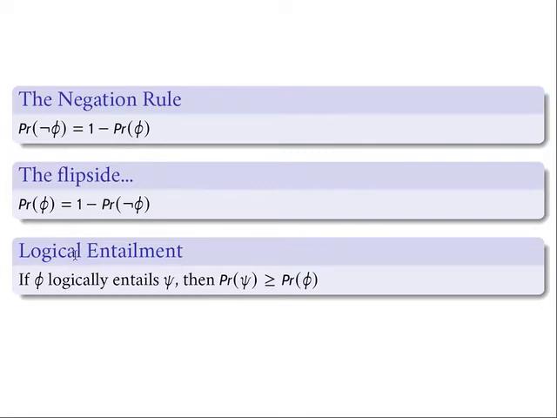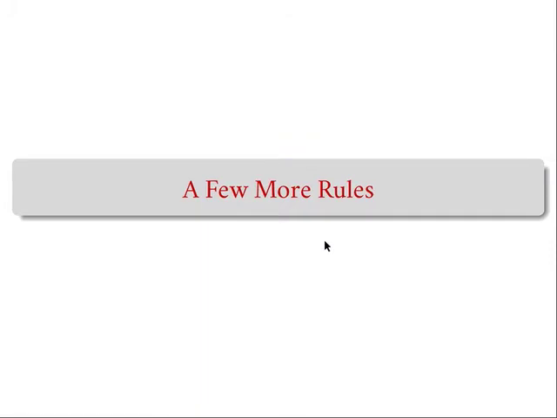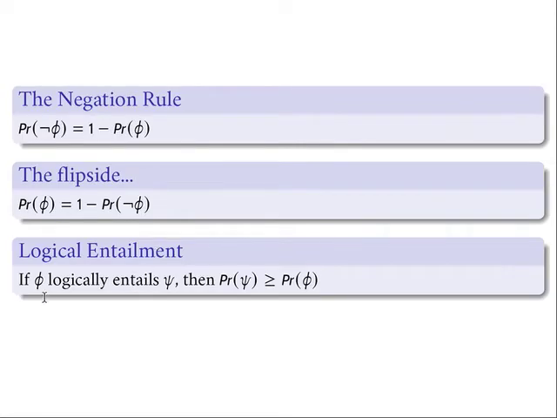Now, the third one is the idea of logical entailment. Just like above, where we said that two logically equivalent sentences have the exact same probability, here we have two sentences that are not necessarily logically equivalent, but where one, phi, logically entails the other. Psi might not logically entail phi, but we do know that phi logically entails psi. If that is so, then the probability of psi, the one entailed, cannot be less than the probability of the one that entails it.